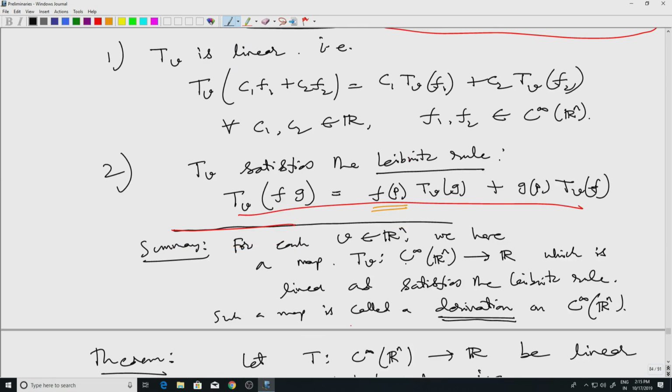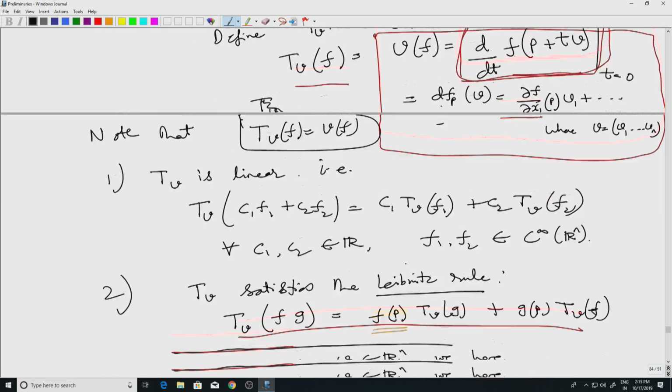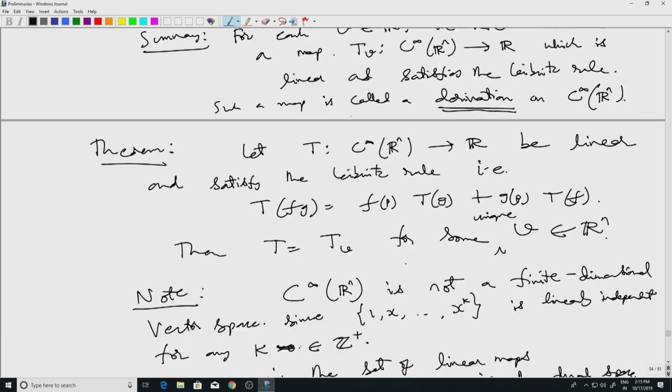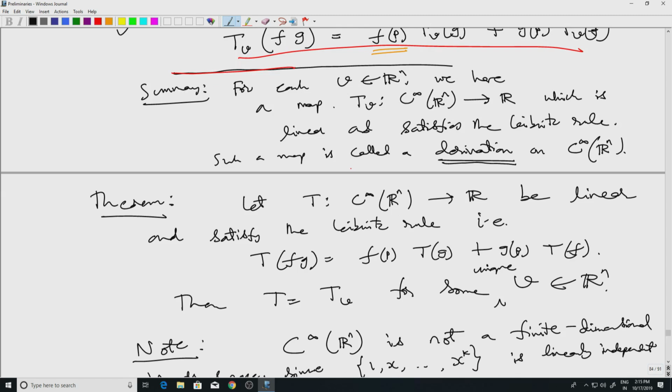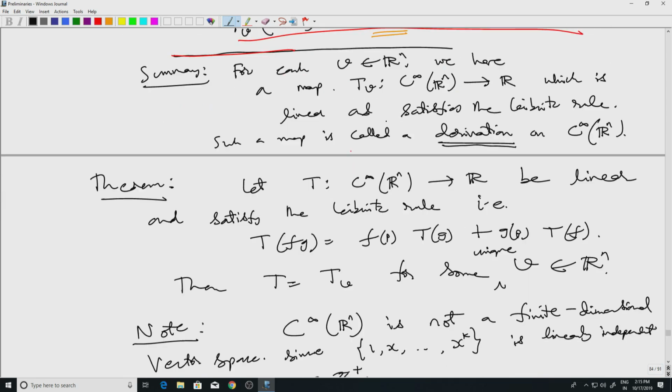So the main idea here is that instead of talking about V in Rn, we would like to talk about these TVs. In other words, we would like to say that every derivation is essentially of the form TV, and for a unique V.